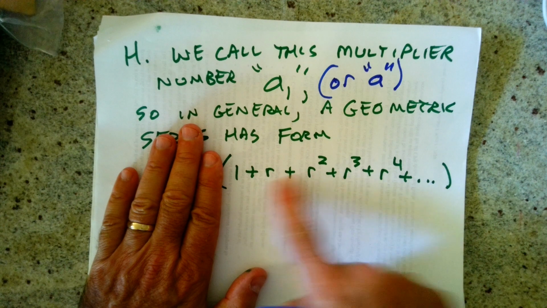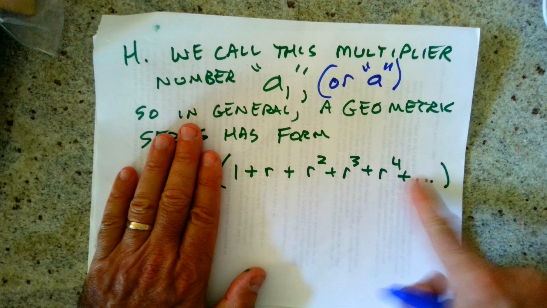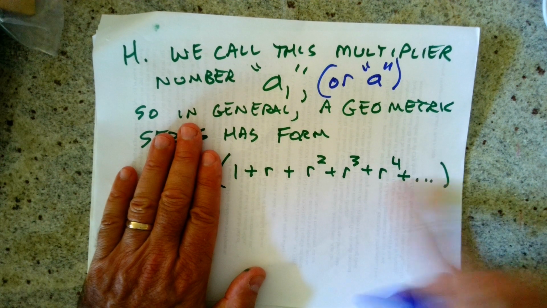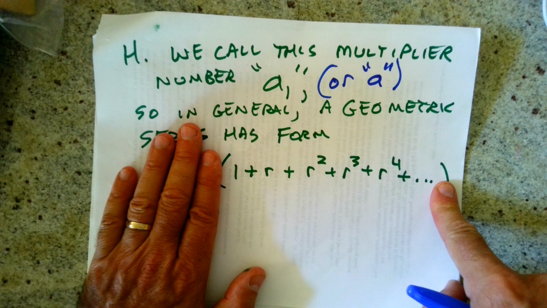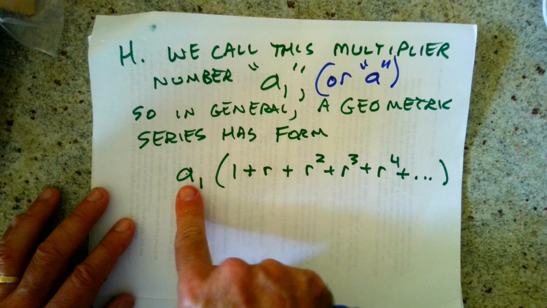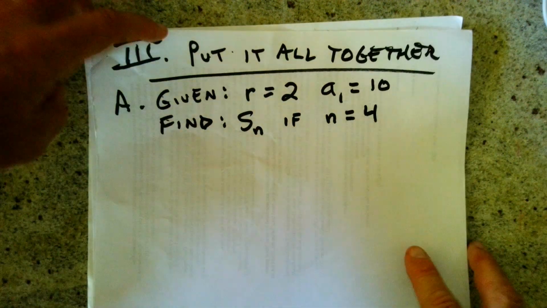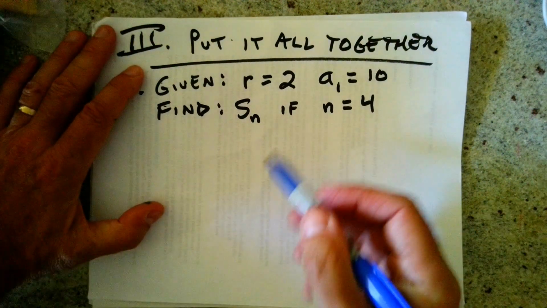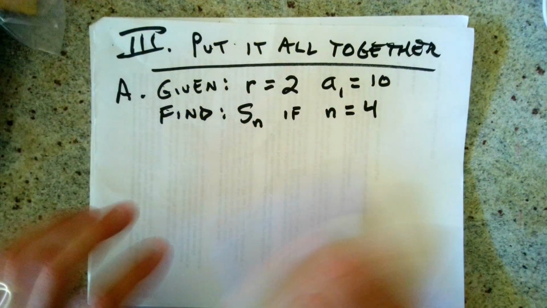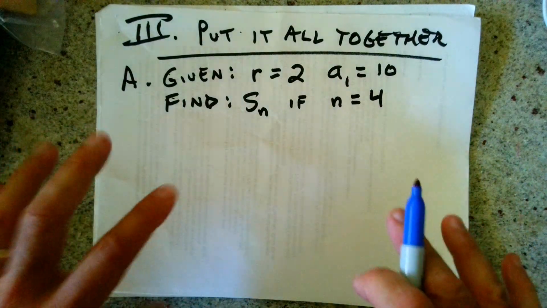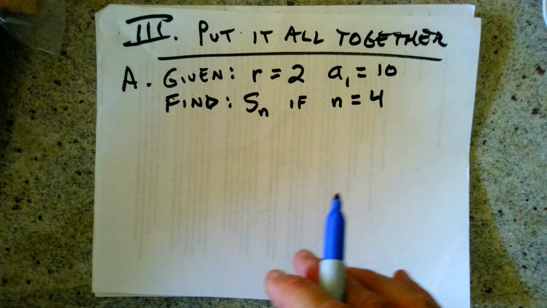1 plus r plus r squared plus r cubed plus r to the fourth plus keep increasing the exponent by 1 however many you need. And then we can multiply them all by the same number. Okay, let's put it all together and do some example problems so you can see how this fits. Again, the best thing for you to do is to pause it, try this on your own, and then compare it with what I do.